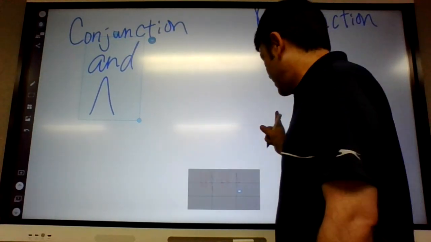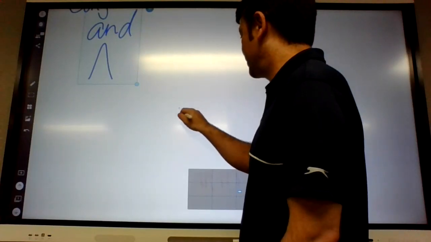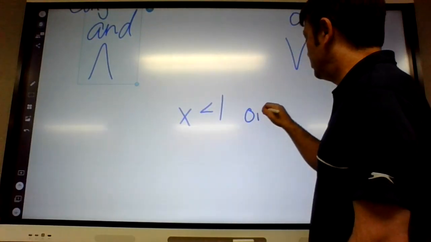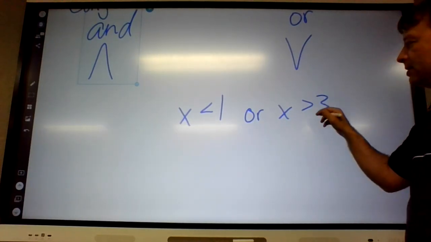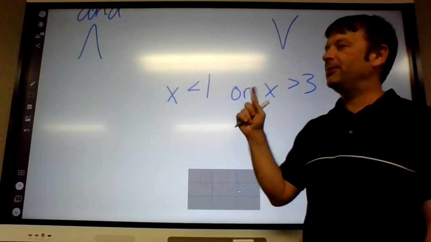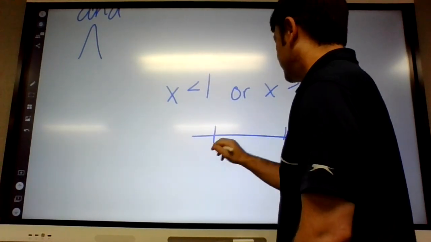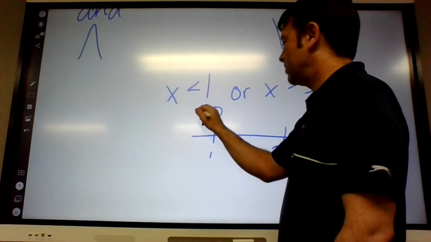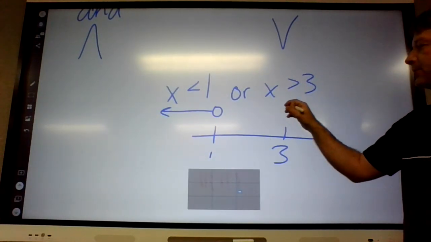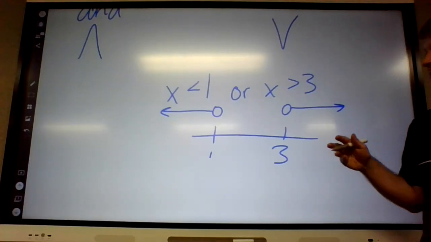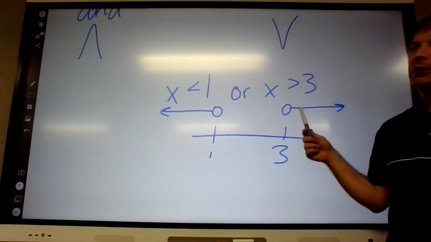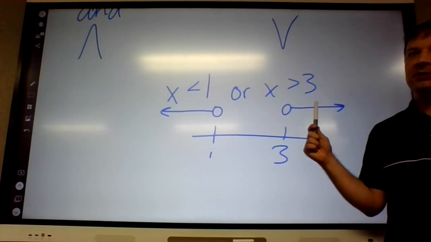Okay, now let's hook this up with some math here. So if I said, here's kind of the most normal one. What does this mean? X is less than 1. So what numbers are less than 1? Right. All the numbers to the left. So 0, -1, all those numbers. What numbers are greater than 3? All those numbers. So what numbers would work for less than 1 or, not and, or greater than 3?